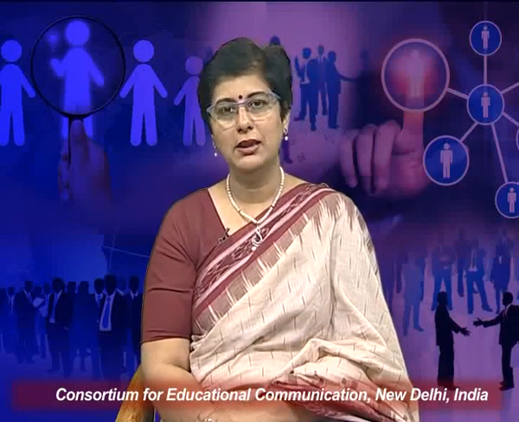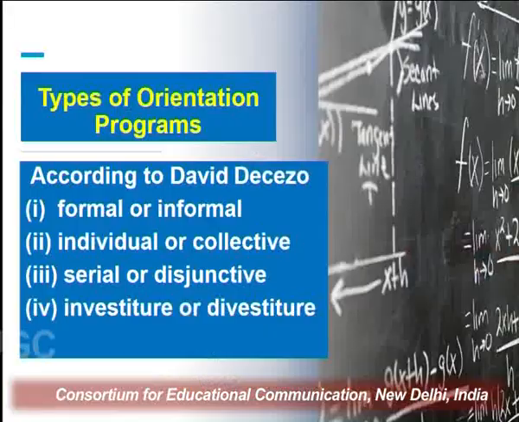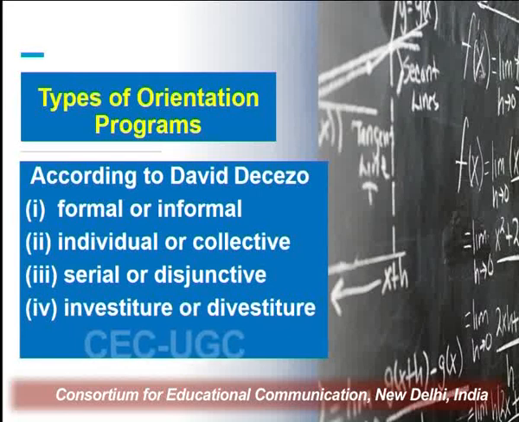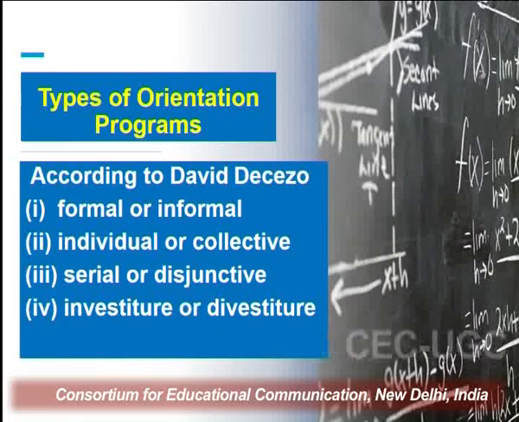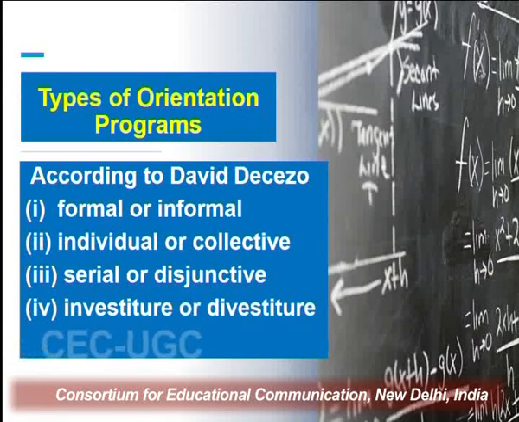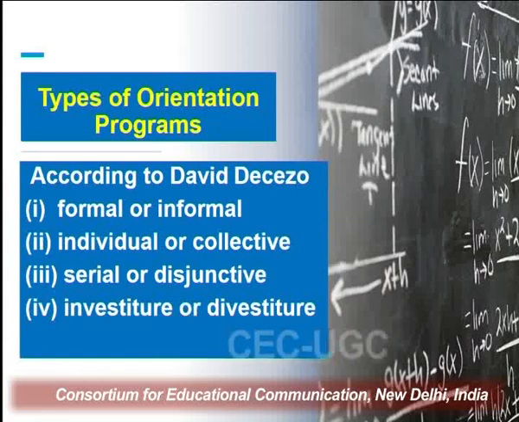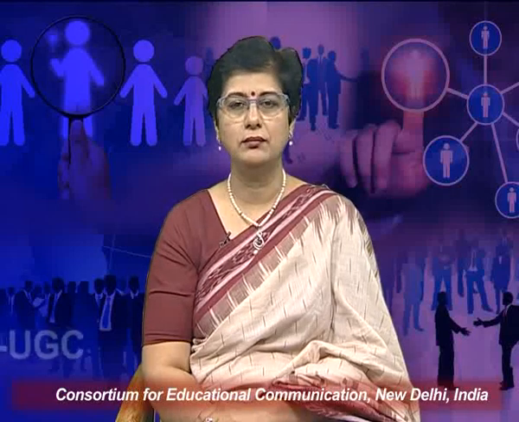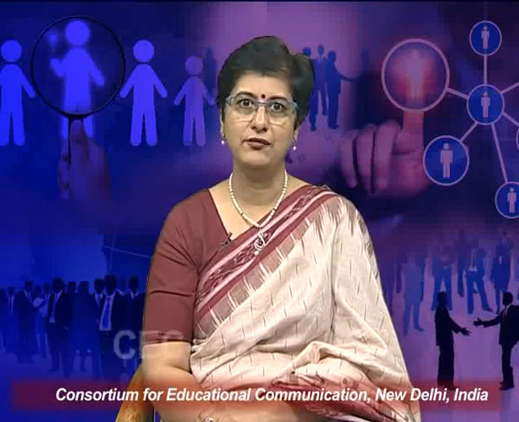So, now let us come to the next part of the orientation, that is the types of orientation programs. So, according to David DeCenzo, there can be 4 broad categories of orientation programs, and these are formal or informal orientation programs, individual or collective, serial or disjunctive, investiture or divestiture orientation programs. So, let us learn about all of these briefly.